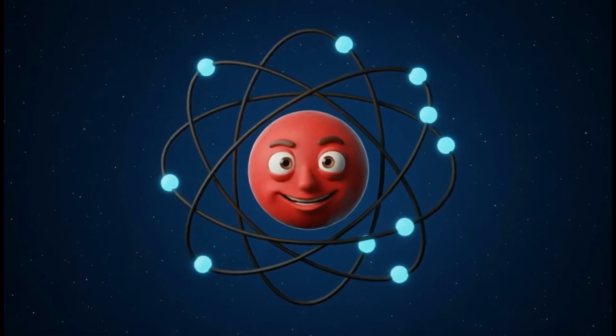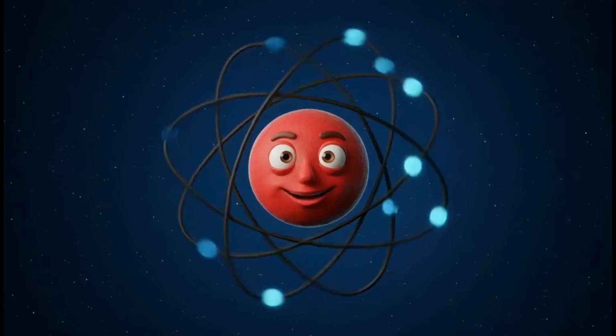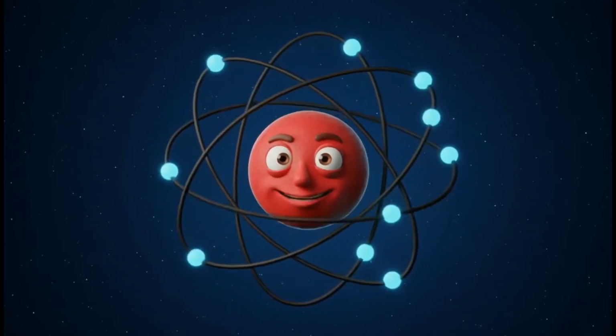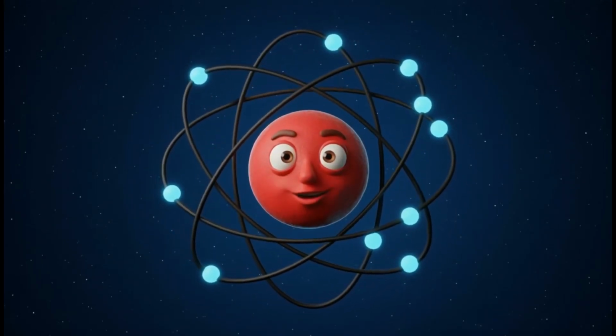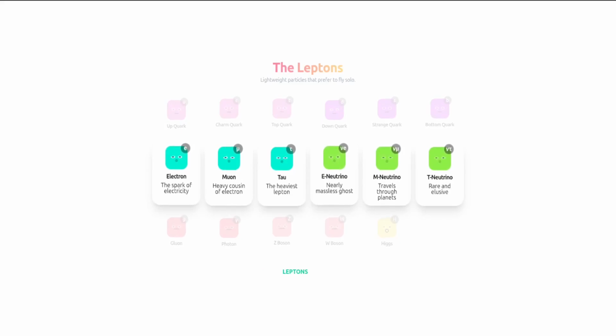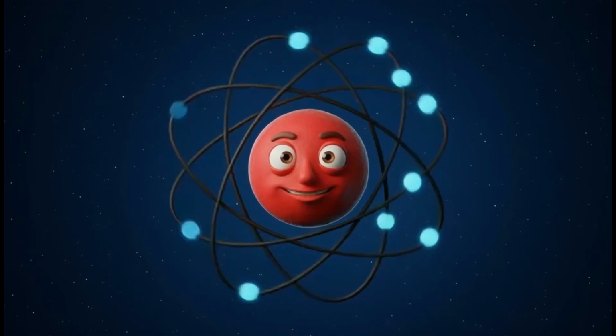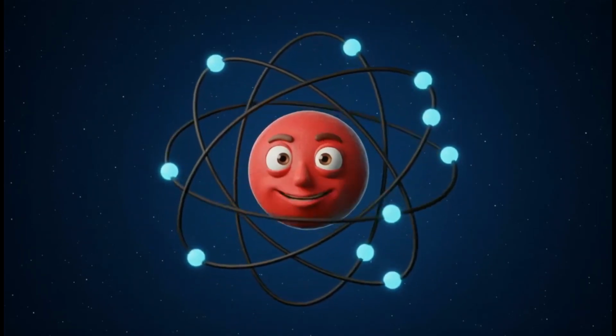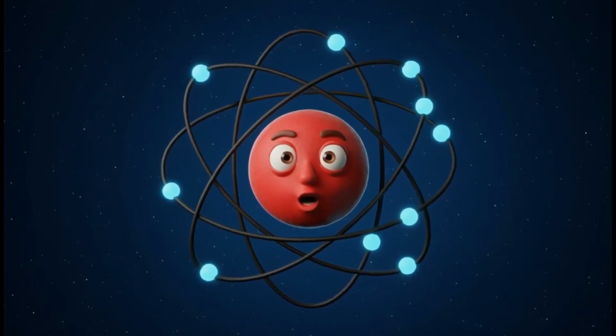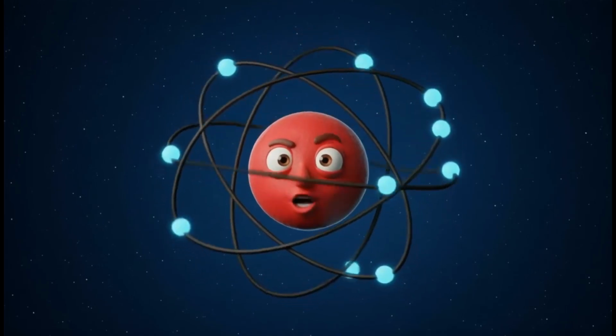No. The electron is a fundamental particle. It has no size, no structure. If you zoom in, it's still just a point. It belongs to a family called the Leptons. The electron is the celebrity of the lepton family. It does all the work, chemistry, electricity, the internet, but it has a little brother, the neutrino.